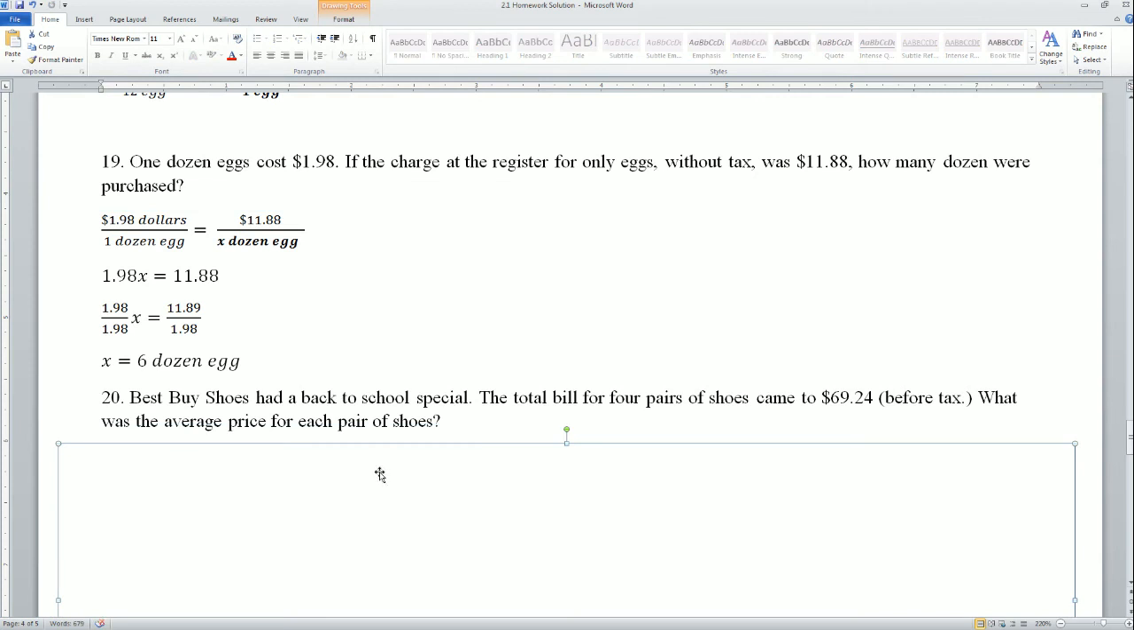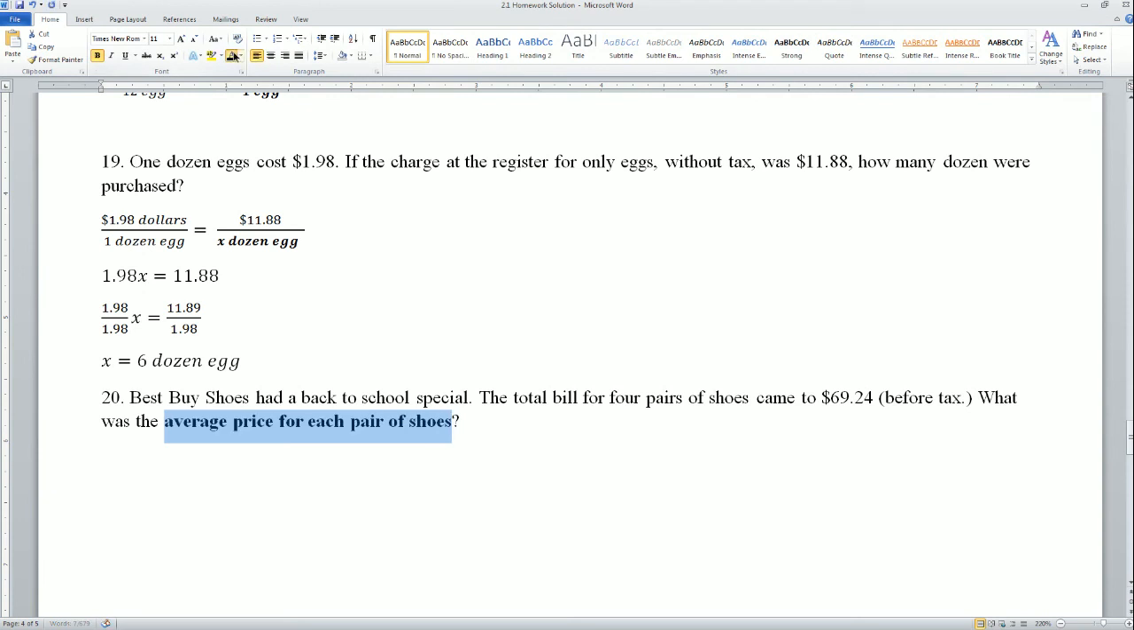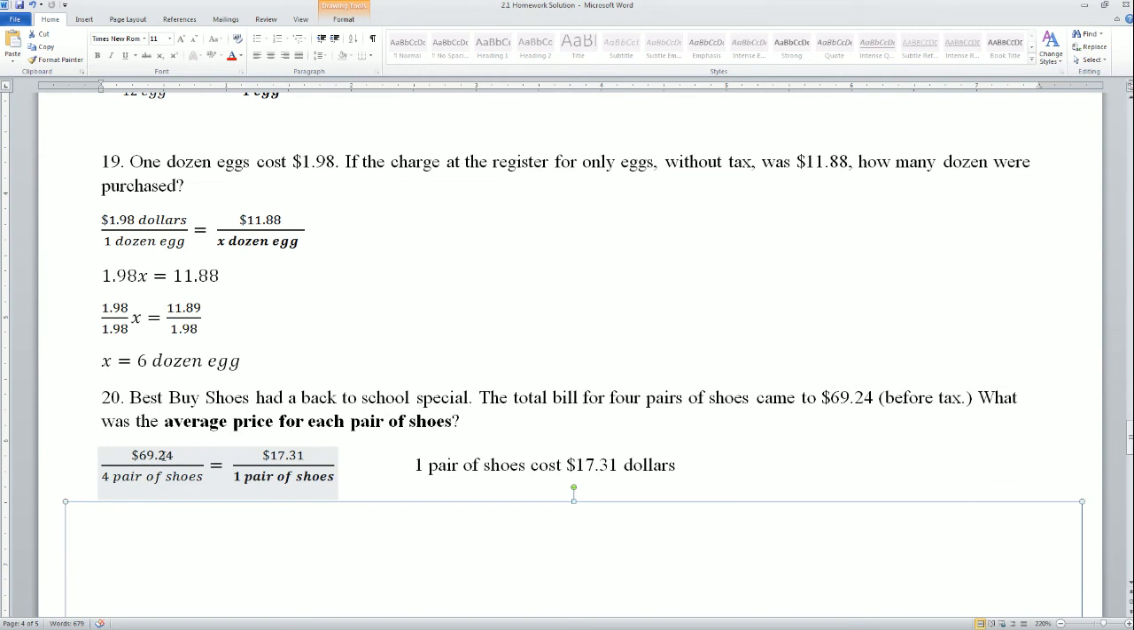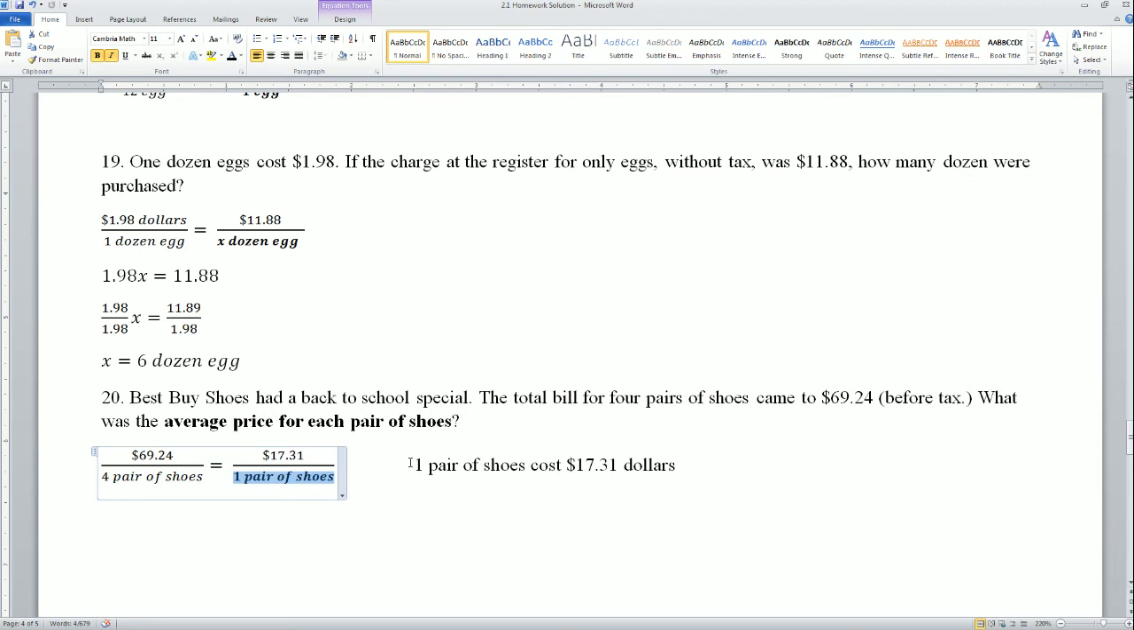20. Best Buy shoes have a back to school special. The total bill for 4 pairs of shoes comes up to $69.24 before tax. What was the average price for each pair? Right, by the average price per pair, each pair has the same value. Okay, that's why you can divide. So $69.24 divided by 4 pairs of shoes, you should get in your calculator 17.31. That is equal to 1 pair of shoes. So you would say 1 pair of shoes costs $17.31.